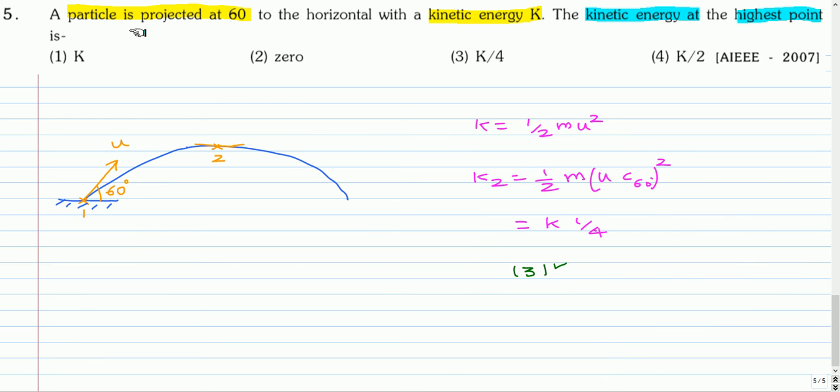This is the next question. A particle is projected at an angle of 60 degrees to the horizontal with kinetic energy K. The kinetic energy at the highest point is? So the particle is projected with, say, initial velocity u at angle 60 degrees. So the kinetic energy of the particle is half m u square. At the highest point, the vertical component of the velocity will become 0 and the horizontal component is going to remain unchanged, and that is u cos 60. And cos 60 is half. So from that we get K2, the kinetic energy at the highest point, as 1/4 of the kinetic energy at the initial point. So the correct option is option 3.